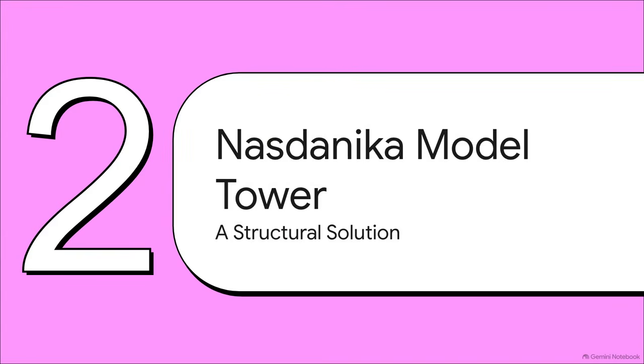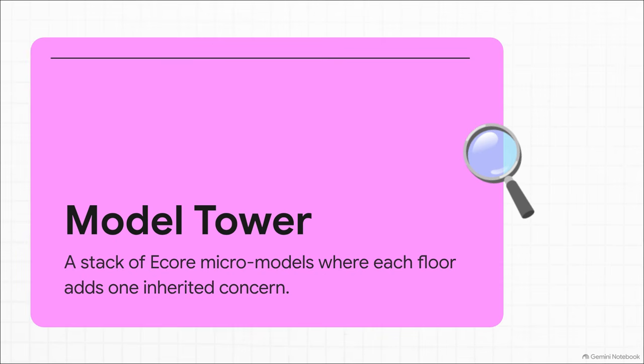Which leads us to Section 2, the Nazdanika Model Tower. The structural solution to these regulatory obligations is the Model Tower itself. Think of it as a stack of small, open-source eCore micromodels, where each floor adds exactly one concern. We're talking about floors for provenance, ownership, access, lifecycle, and cost. Because of how inheritance works, everything built on top automatically inherits all the concerns from the floors below. You define ownership once at the bottom, and every single system built above it carries that data automatically.